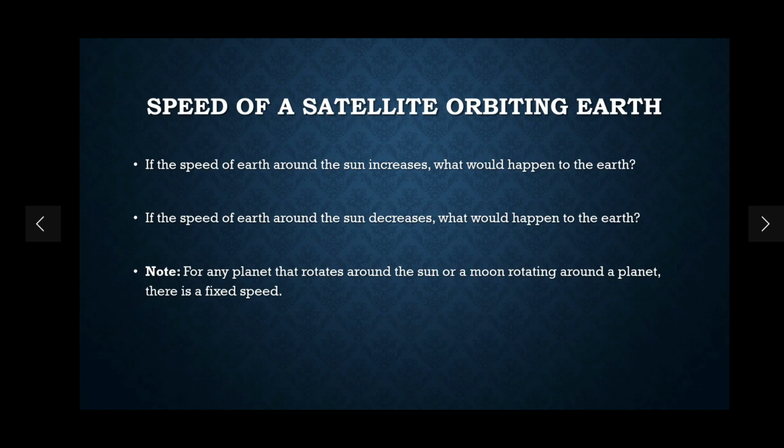If the speed of the Earth around the Sun decreases, what would happen to the Earth? It will come closer to the sun, since the Earth tends to go outside the orbit, but if that speed decreases, then it will go inward towards the Sun. Note that for any planet that rotates around the Sun, or a moon rotating around a planet, there is a fixed speed.